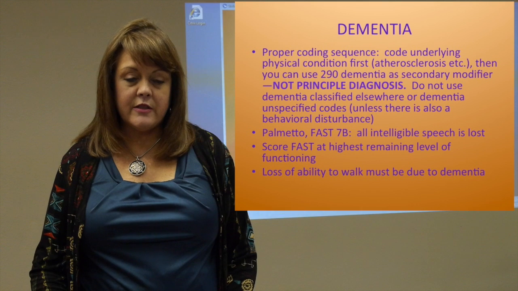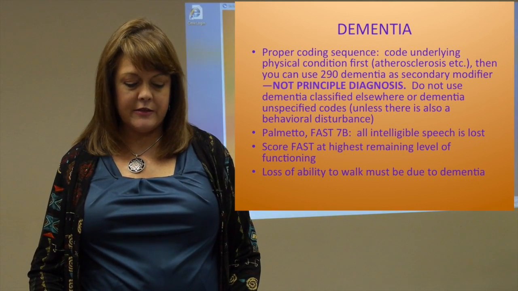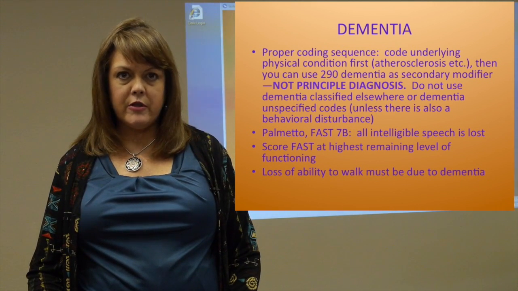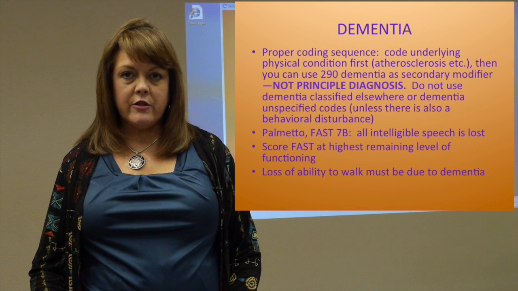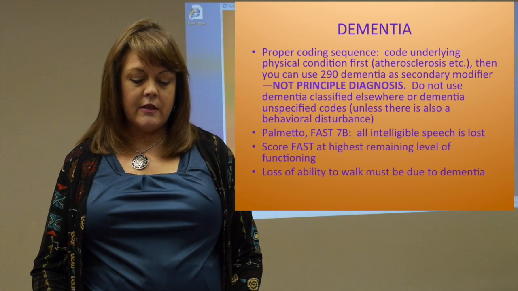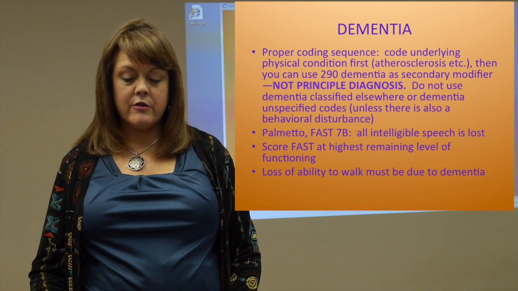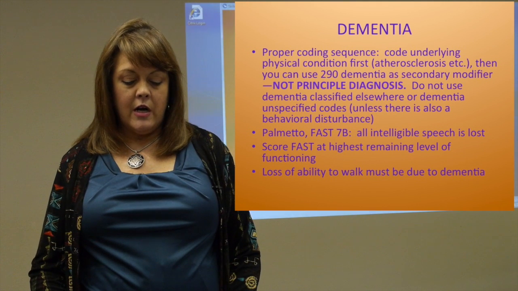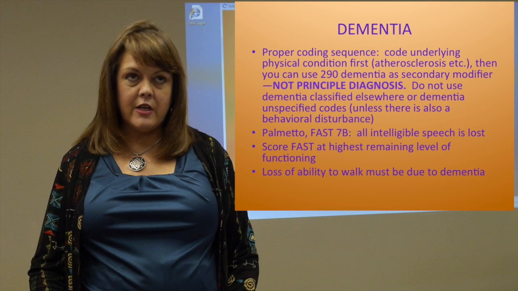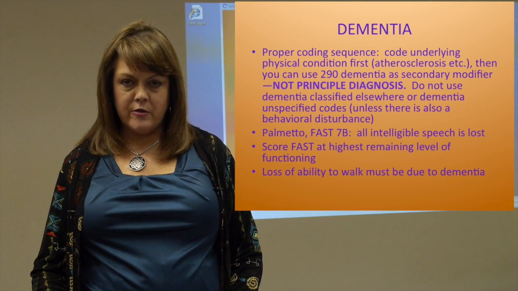For dementia, it's going to be one of the new targeted areas, as well as cardiac disease. So we want to be as specific as possible with the proper coding sequence. You want to code the underlying condition first. So in the case of multi-infarct dementia, you'd want to code atherosclerosis first. And don't use dementia classified elsewhere or dementia unspecified codes unless there's associated behavioral disturbance.